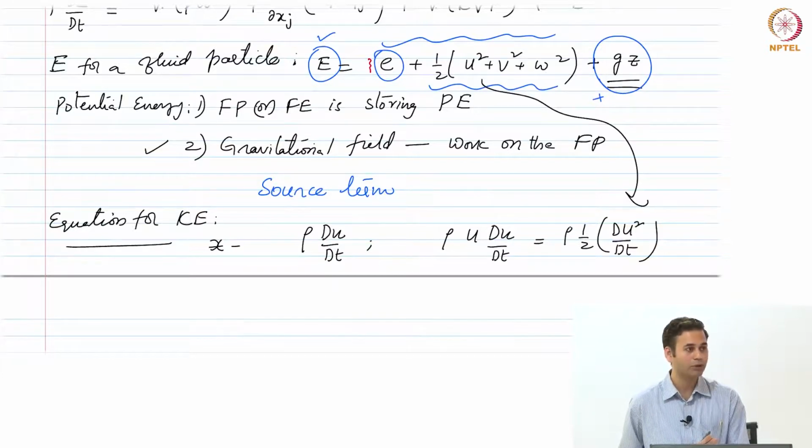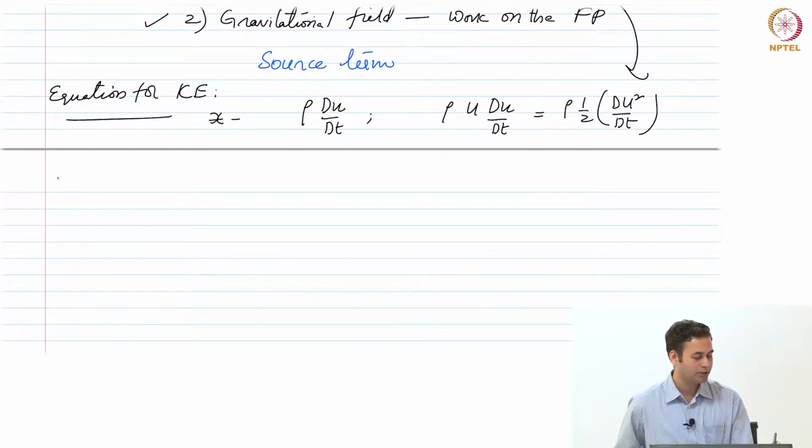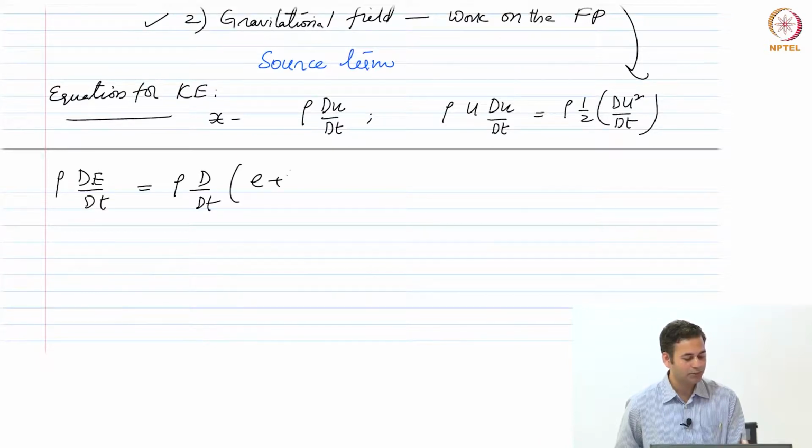Essentially what we have to do is multiply the x momentum equation with u, the y momentum equation with v, and the z momentum equation with w, and then add all of them together. Then we get an equation for d/dt of this quantity, half of u squared plus v squared plus w squared. So our energy equation is rho times dE/dt, where E plus half u squared plus v squared plus w squared.